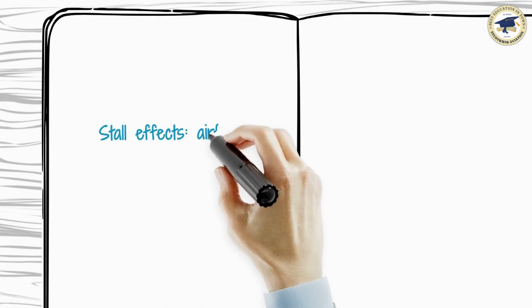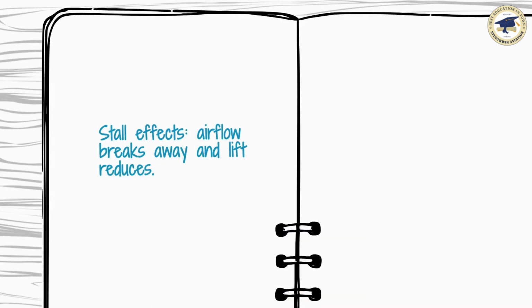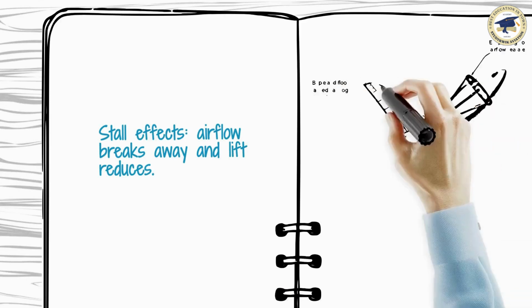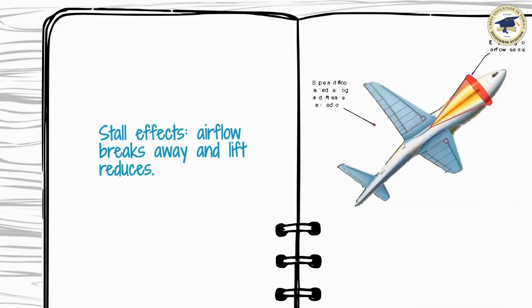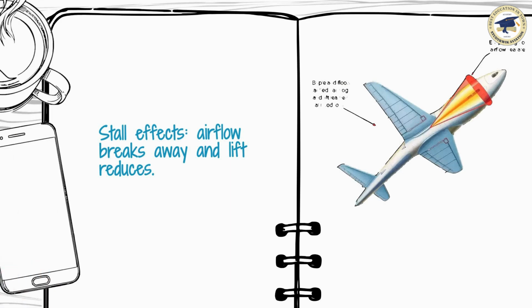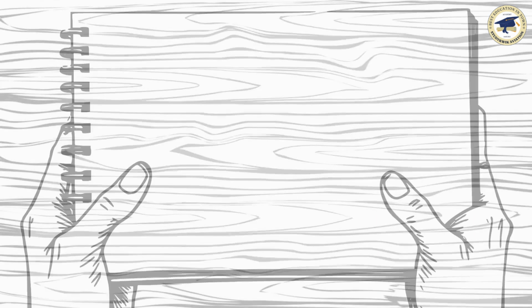A stall occurs once the critical angle of attack is exceeded. The airflow on top of the wing breaks away, drag increases, and the lift force significantly reduces, no longer able to support the aeroplane's weight, which results in loss of altitude. In a stall, the lift vector shifts rapidly rearwards.